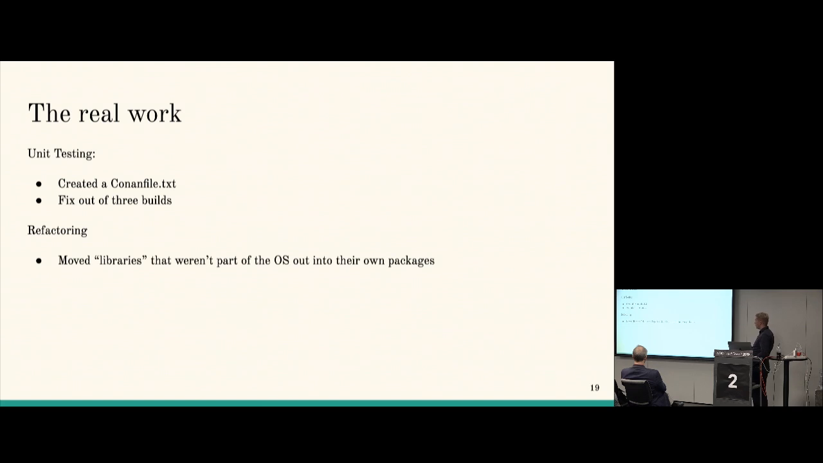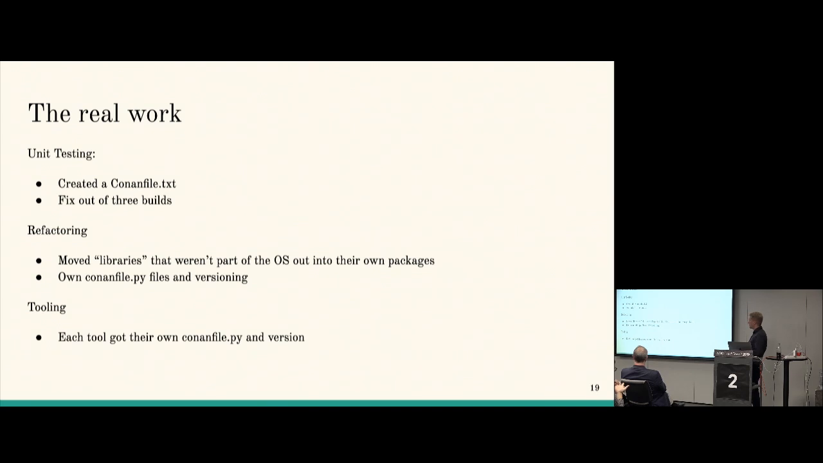Refactoring-wise, we moved all libraries that weren't part of what we call the core operating system out of the operating system and into individual Conan packages. So they all got their own conanfile.py, and they all got their own versions. In addition to that, we moved all our tooling into Conan packages. All our tools that were downloaded from different locations and compiled and installed into some prefix or /bin or whatever, all of them got their own conanfile.py and a version number and were put into the CI system as well.